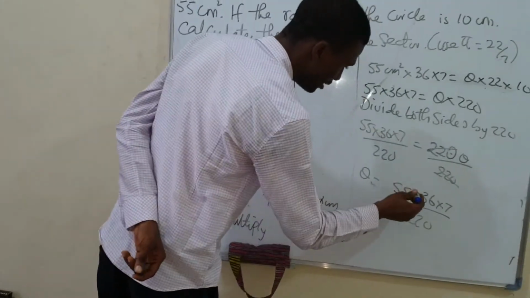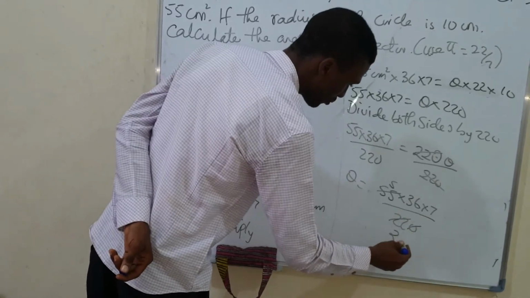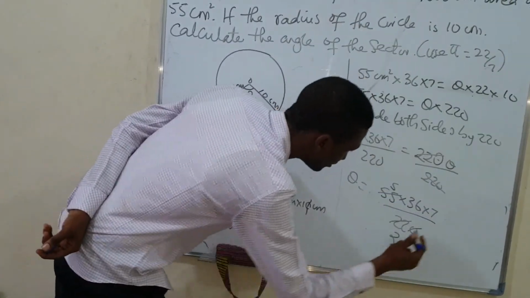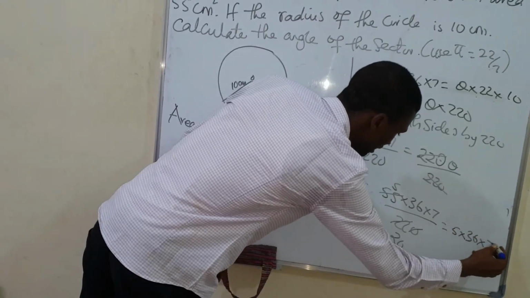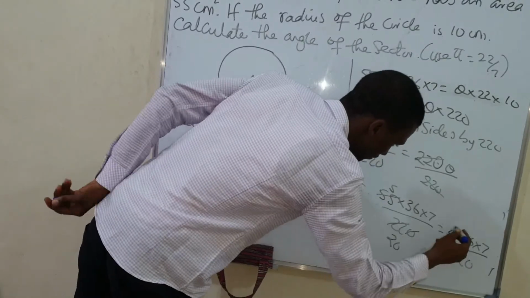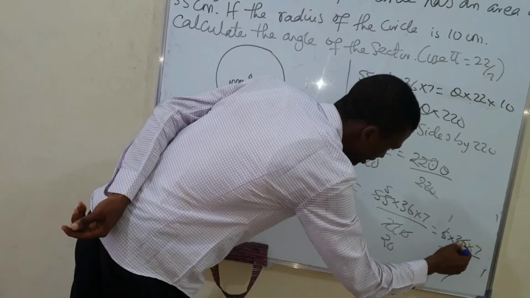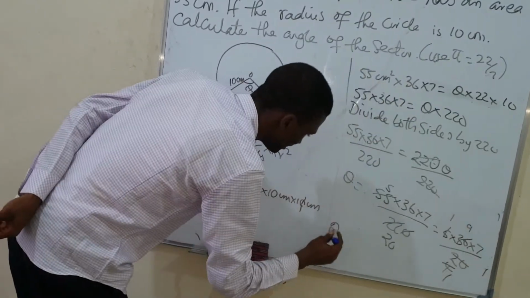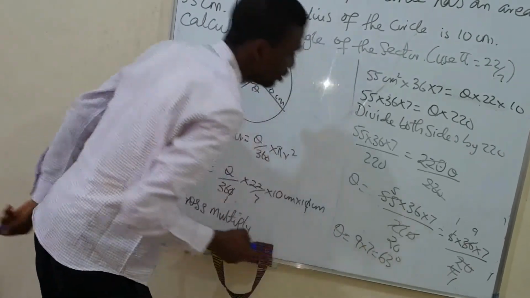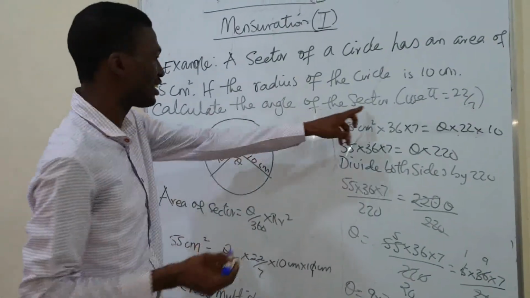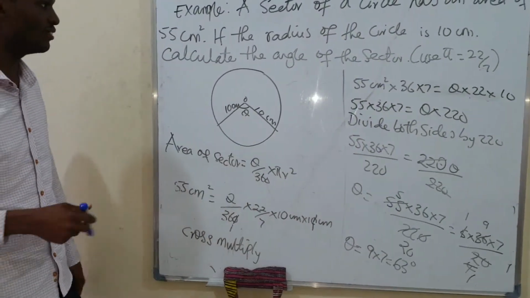At this point, 11 to 55 we have 5, 11 to 22 we have 2, into 0 we have 0. What is left? 5 times 36 times 7 over 20. 5 here is 1, 5 here is 4. 4 into 7 is 1, 4 into 36 is 9. So our theta is 9 times 7 equals 63 degrees. So the angle subtended, the angle of the sector of that circle, is 63 degrees.